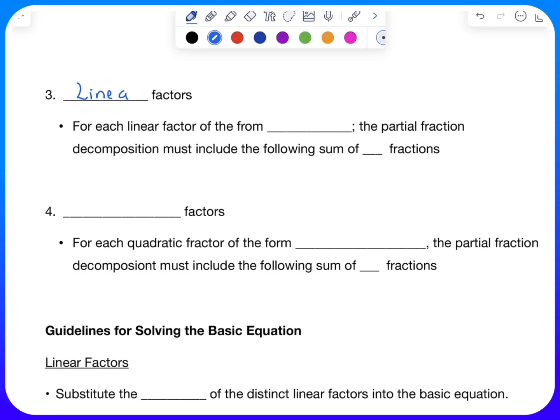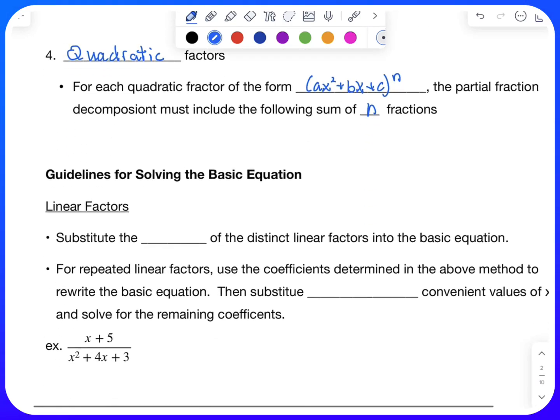Step 3 is for all linear factors: for each factor of the form px plus q to the m power, the partial fraction decomposition must include the following sum of m factors. If it's a quadratic factor, then each quadratic function will be written in the form of ax squared plus bx plus c to the n power.